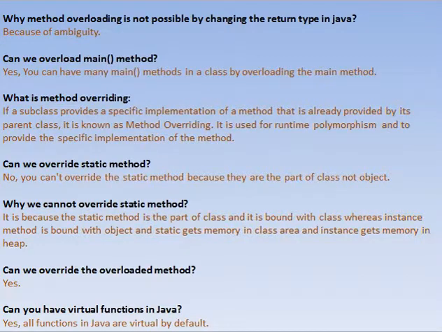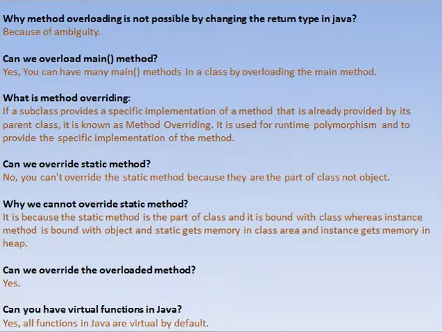What is method overriding? If a subclass provides a specific implementation of a method that is already provided by its parent class, it is known as method overriding. It is used for runtime polymorphism and to provide the specific implementation of the method. Can we override static method? No, you can't override the static method because they are the part of class not object.